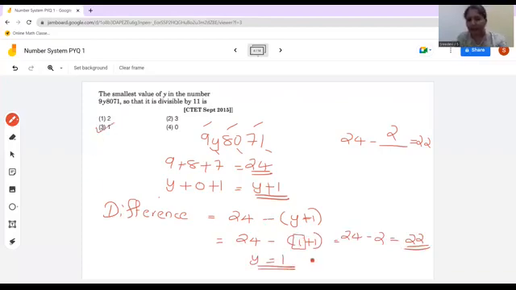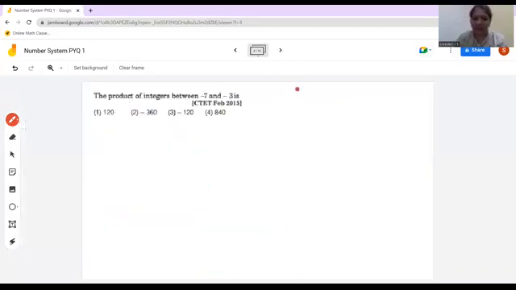So it's the smallest value we can, right? Okay, so moving to the next question. The product of integers between -7 and -3. See, you know the number line, right?